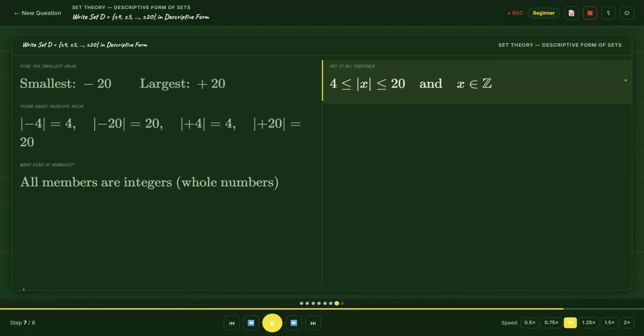So, every number x in our set follows this rule. The absolute value of x is at least 4 and at most 20, and x must be an integer. That's the key idea we need for our description.